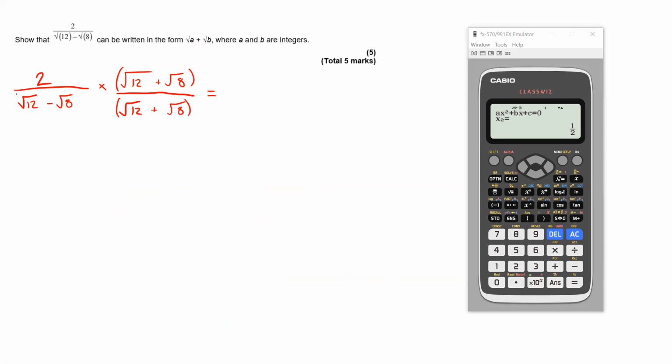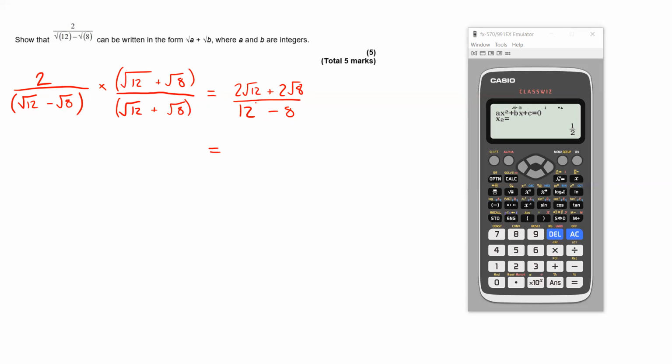So root 12, remember at the bottom here, this is in a bracket. So we're going to do root 12 times root 12, which is 12, and then minus root 8 times root 8, which is minus 8. So that's the bottom bit done. The cross multiples will cancel out. So we'll get 12 root 8 minus 8 root 12, and that'll just cancel out. 2 times root 12 is 2 root 12, and 2 times root 8 is simply 2 root 8. So we just want to kind of simplify this.